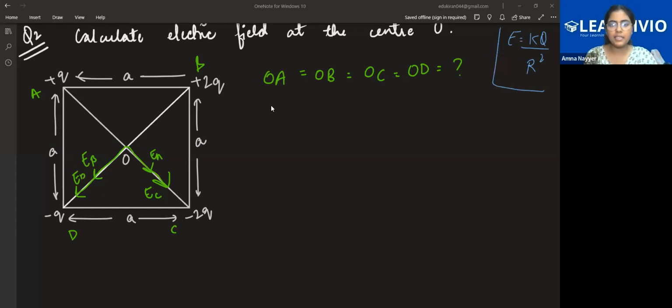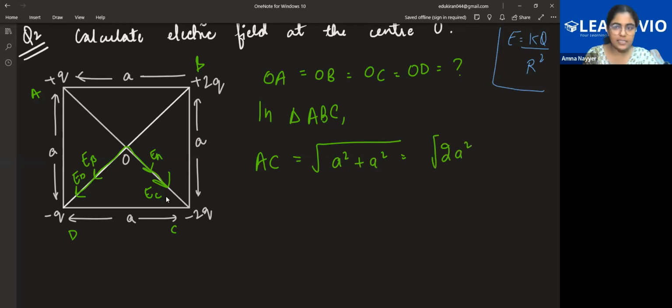Look class, in the triangle ABC, what is the diagonal AC equal to? Under root a square plus a square. What is this? This is 2a square under root. AC diagonal is a root 2. AD diagonal will also be a root 2.